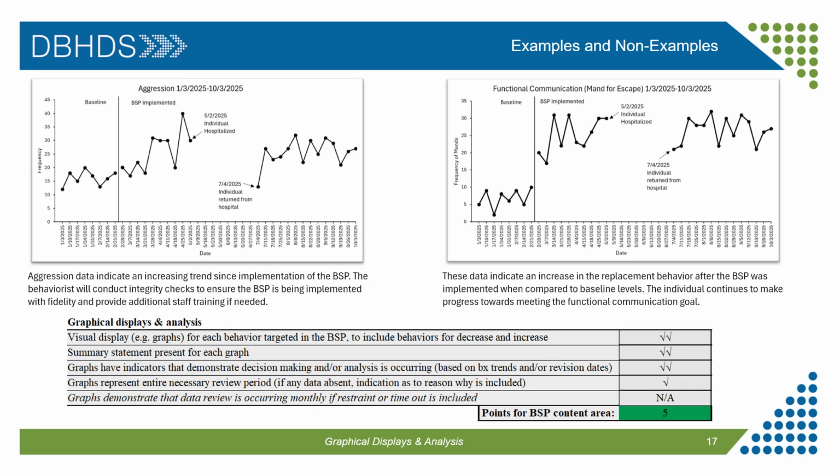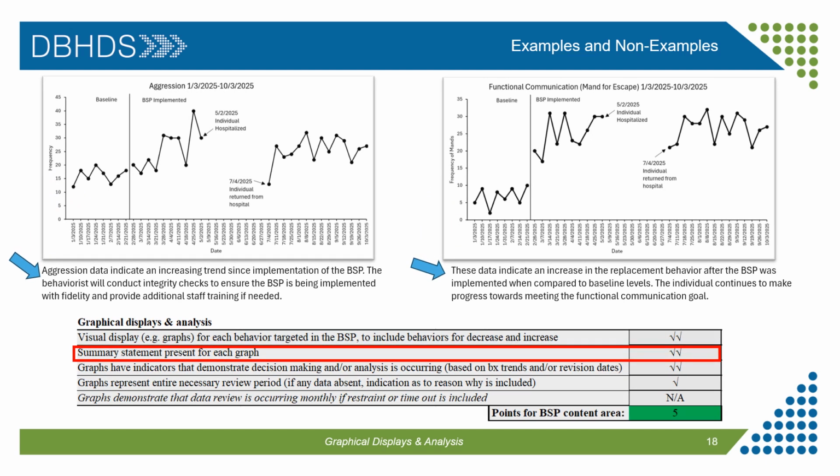Remember, the fictional plan under review targets one behavior for decrease, aggression, and one behavior for increase, a functional communication response of requesting a break. Using the scoring criteria on the BSPARI, this plan scores both checks for visual displays for each behavior targeted in the BSP, as there is a graph for each behavior targeted for decrease and each behavior targeted for increase. This plan scores both checks for summary statements, as there are summary statements present for each graph made available for review.